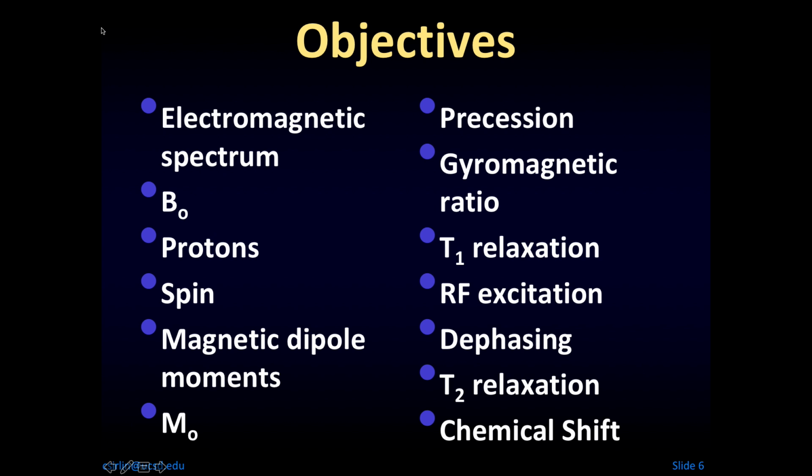So a lot of things to talk about in this first lecture. We're going to talk about the electromagnetic spectrum. We're going to talk about B0. We'll talk a little bit about protons. We'll talk about this funny thing called spin, something else called the magnetic dipole moment. We'll talk about M0, precession, gyromagnetic ratio, T1 relaxation, RF excitation, dephasing, T2 relaxation, and chemical shift. So a lot of things to talk about.